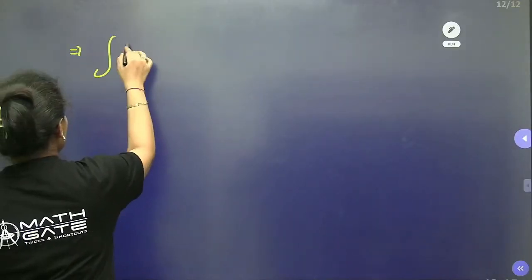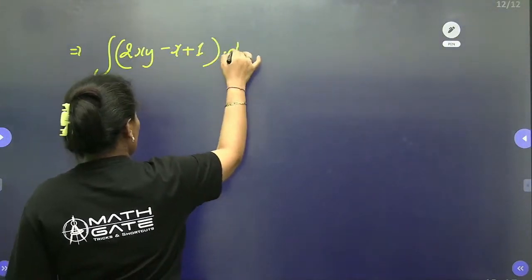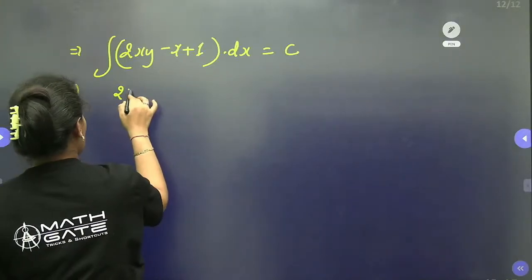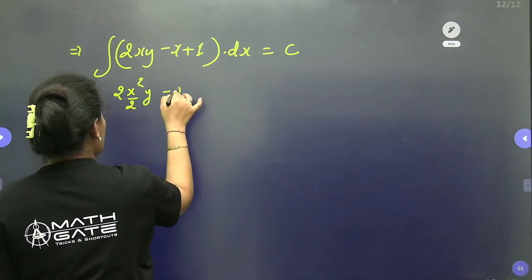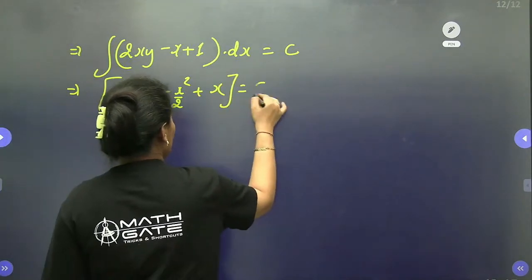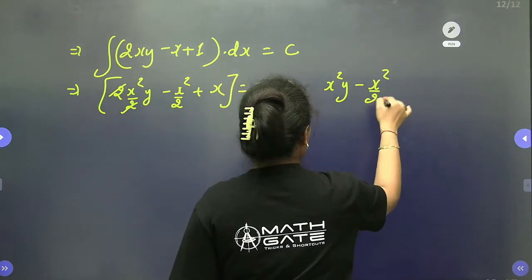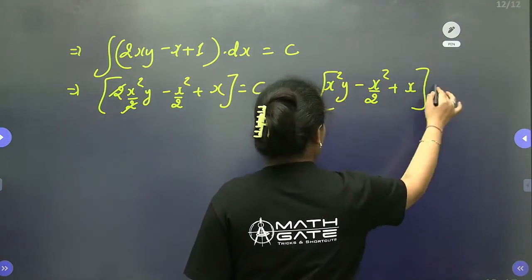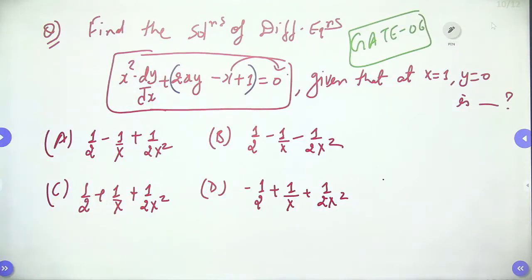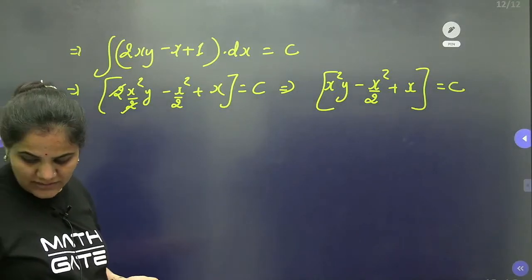So when we approach, it will be the integral of (2xy minus x plus 1), my dear students, dx is equal to c. When you integrate with respect to x, it will be 2x square by 2 into y minus x square by 2 plus x. 2 and 2 will cancel out. Here you will have c. So you can say it is x square y minus x square by 2 plus x is equal to c, right? We have an initial condition also for finding the constant, so we can go for the constant also.